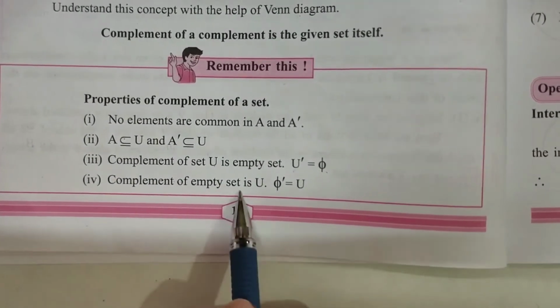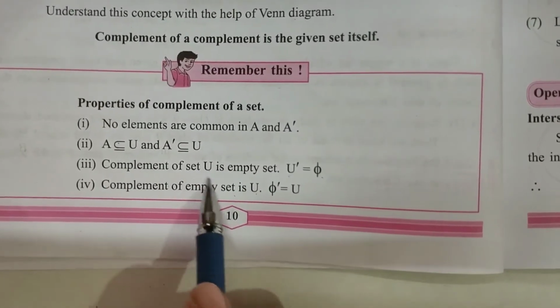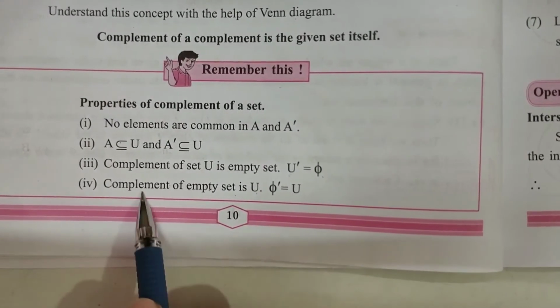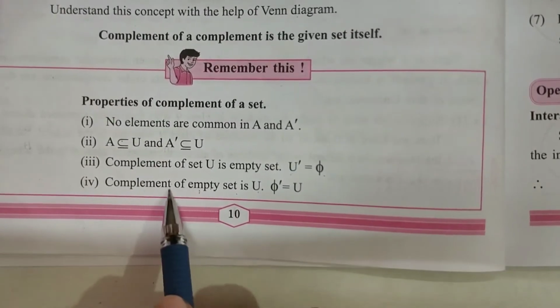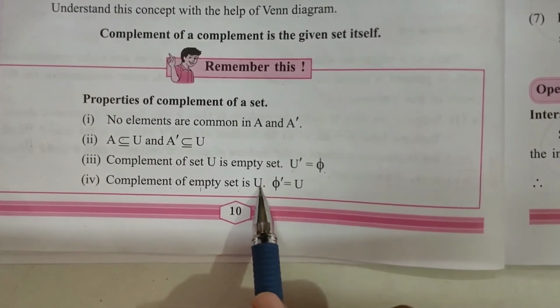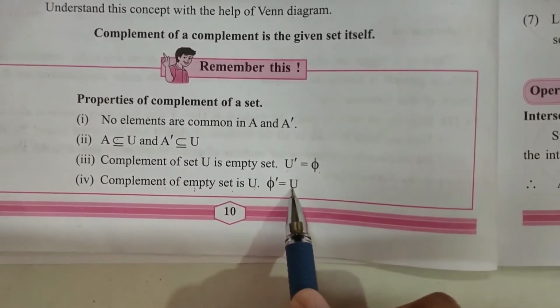Similarly, the complement of the empty set is the universal set. Means what? Empty means nothing. Complement means its opposite. The opposite of nothing is everything, and everything means the universal set. So the complement of the empty set is the universal set.